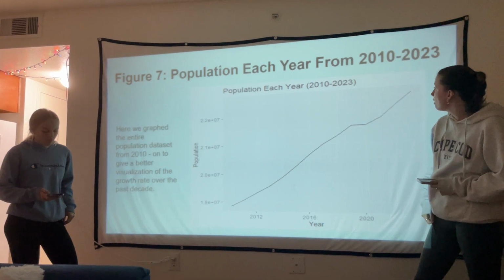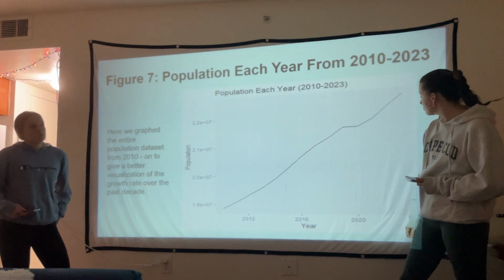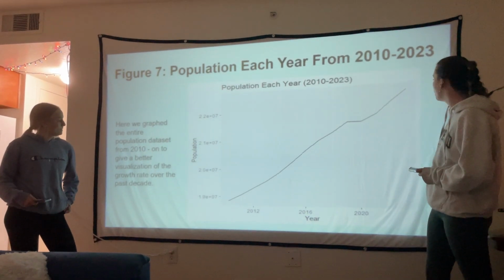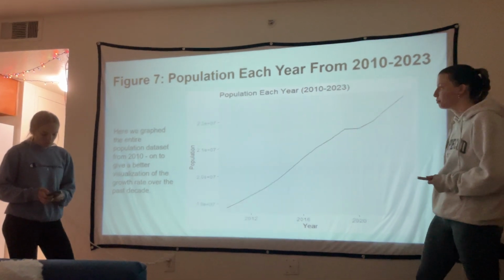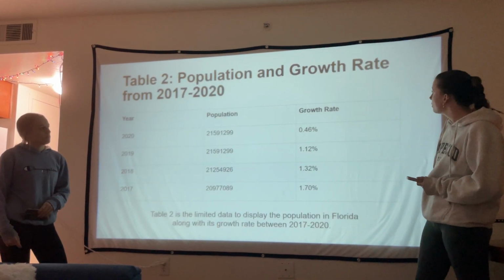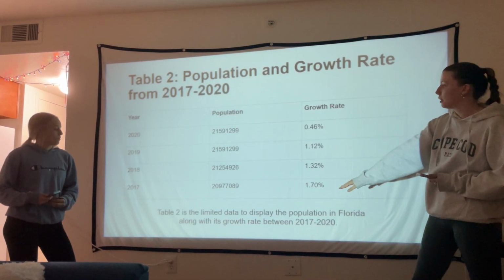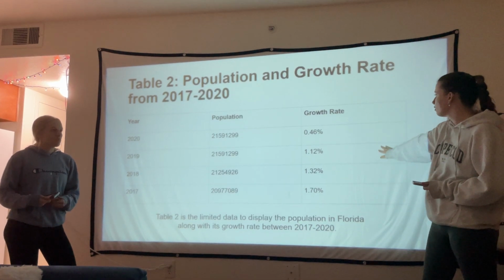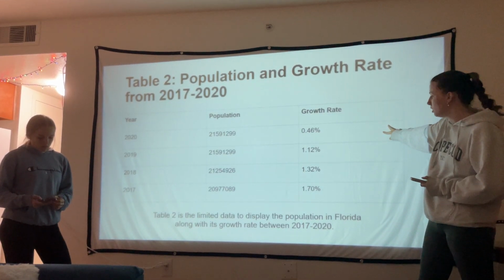Here we have a graph of our population from 2010 to 2023. As you can see, it's increasing every year at a pretty fast rate. Here we have a table for our population growth rates for 2020 to 2023. You have our population here and then our growth rate over here, measured in percentages, between the differences between each year.